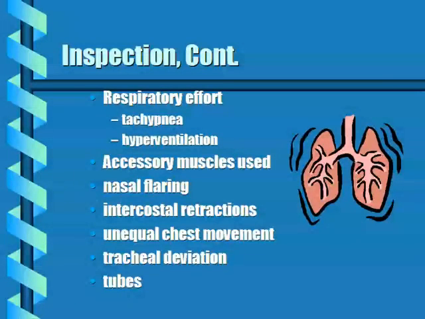Are they using their accessory muscles? And those are? Look at their nose. Do their nares flare when they take a deep breath in? Are there intercostal retractions? Is there unequal chest movement? Now, unequal chest movement tends to occur if you have somebody who has a pneumothorax, or for some reason one lung is not expanded as well. Is there tracheal deviation? That will help you identify what the problem is, because the trachea should be midline. Are there any tubes? Do they have an endotracheal tube in place? A central line? Chest tubes? What sort of things are there?